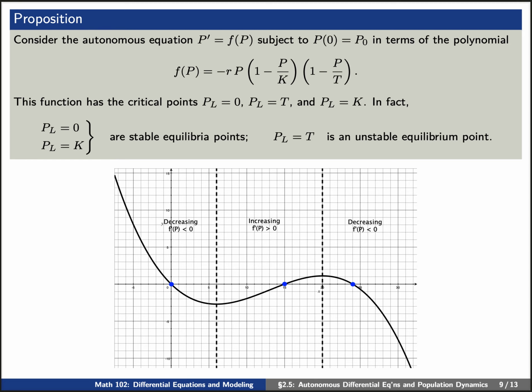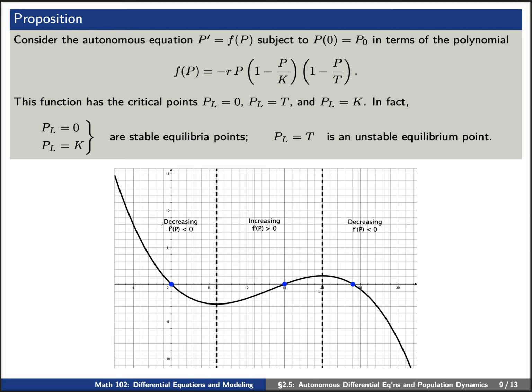Because our function is decreasing in the regions to the left and the right on your screen, we'll see that p equals 0 and p equals k are stable equilibrium points. On the other hand, in the middle of the screen, you'll see that our function is increasing, so we see that p equals t is an unstable equilibrium point.